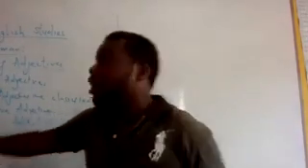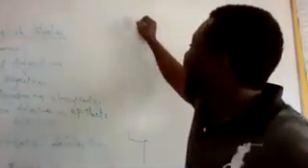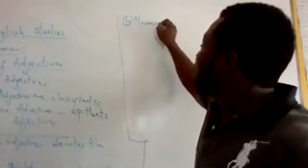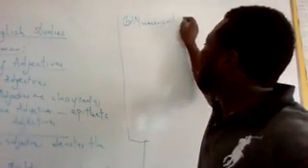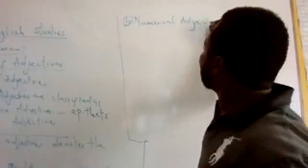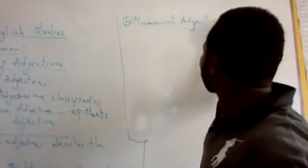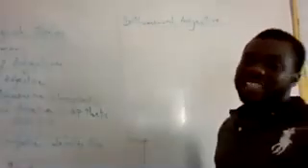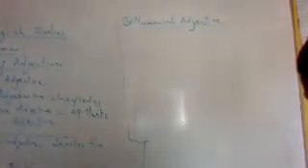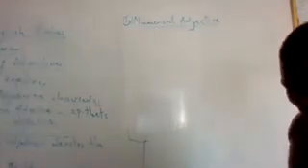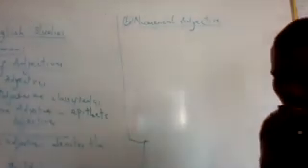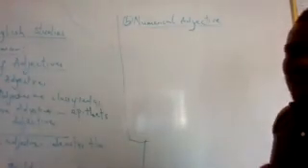So now let's take a look at, on the other hand, what we call the numerical adjective. In this first case, we talked about descriptive. Now we're looking at the numerical adjective. In the case of numerical adjectives, what happens is that we look at numbers. Are you following me?